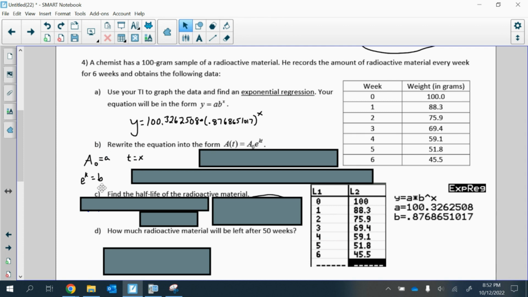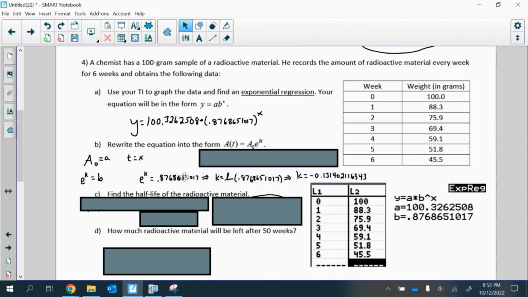So remember what we learned at the beginning of the video. If I have y equals a times b to the x, and a equals a sub 0 e to the kt, the initial amounts are the same, t equals x, so that means that e to the k equals b. Since e to the k equals b, I do a little algebra, k equals the natural log of that, which if I type it in the calculator is negative 0.1314, and so on. So this is my new function with e as the base.